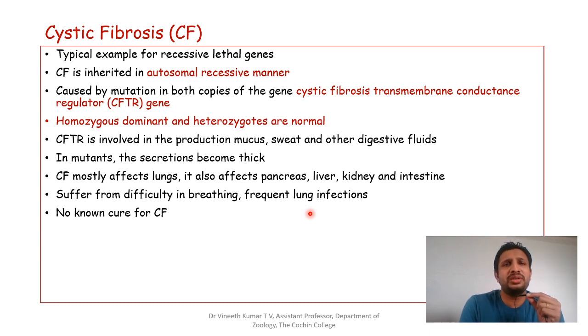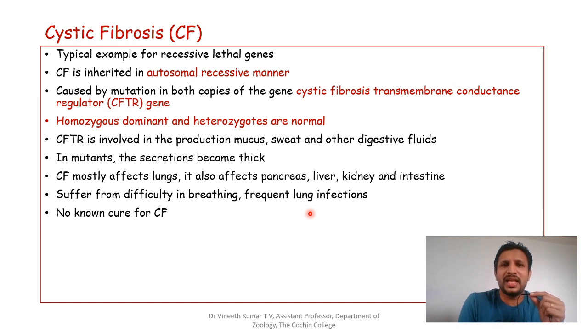This is a genetic disorder which is inherited in an autosomal recessive manner, in the sense the disease will be expressed only in the homozygous condition. The heterozygous individual will be normal. And this cystic fibrosis is an example of what we said earlier, that is the recessive lethal gene which is coding for a recessive trait.